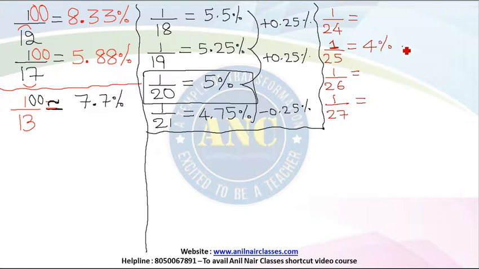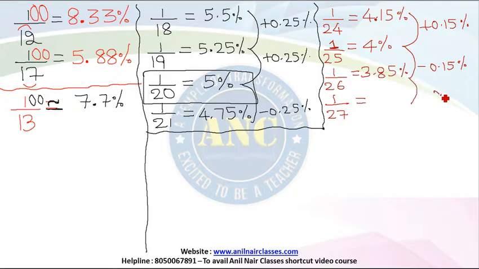4 percentage. Above one will go with a deviation of plus 0.15 percentage. 4 plus 0.15 is 4.15 percentage. Below one will go with a deviation of minus 0.15 percentage. 4 minus 0.15 is 3.85 percentage. Again below one will go with a deviation of minus 0.15 percentage. 3.85 minus 0.15 is 3.7 percentage. Very, very important fractions to percentages conversions.